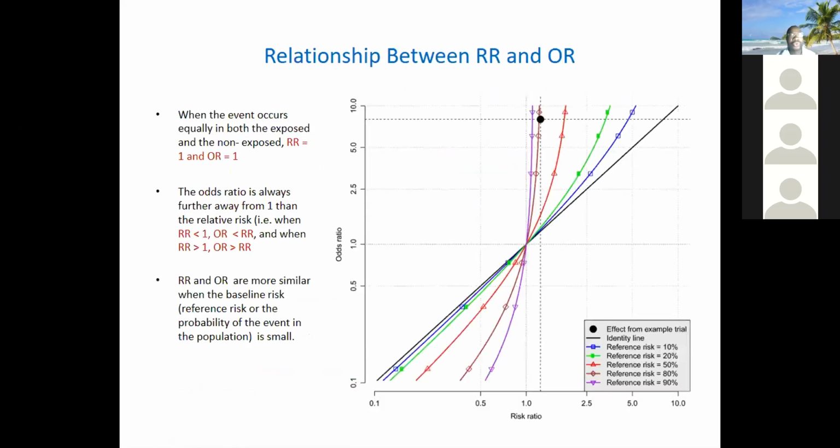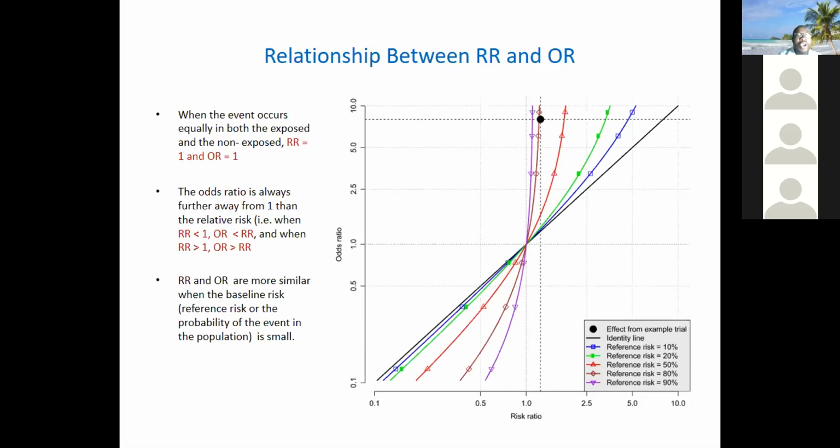Now the last thing we'll do before we close is the relationship between relative risk and odds ratio. When the event occurs equally in both the exposed and non-exposed, we have already said that both relative risk and odds ratio will be 1. That is when relative risk and odds ratio are the same. When there's no association, the disease is at the same rate among exposed and non-exposed, the relative risk and odds ratio will be 1. In that case, they are the same, when the exposure has nothing to do with the disease.